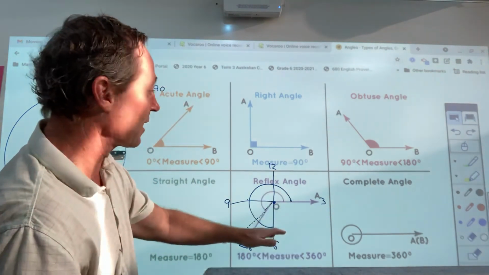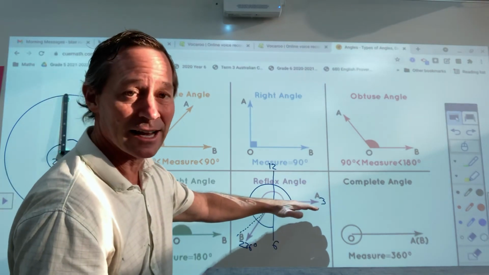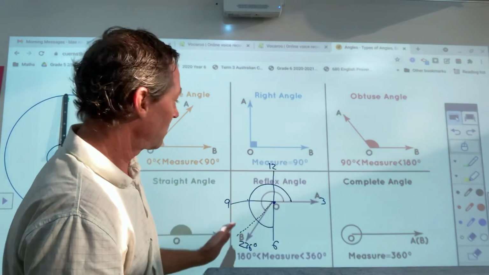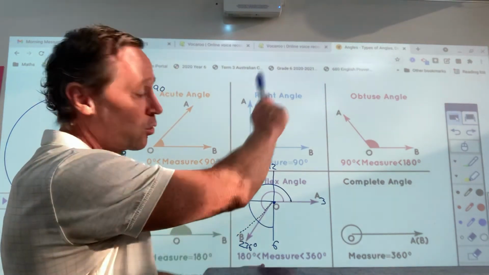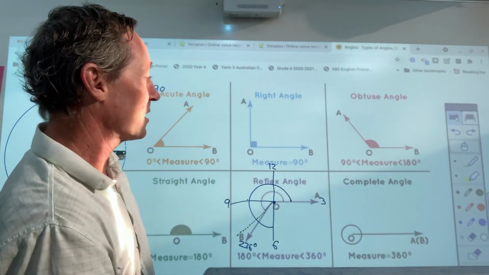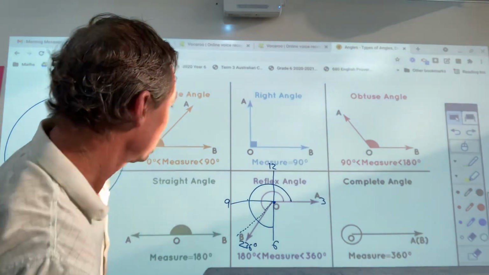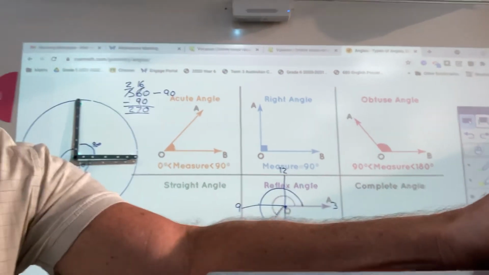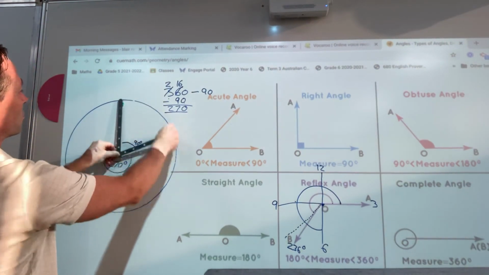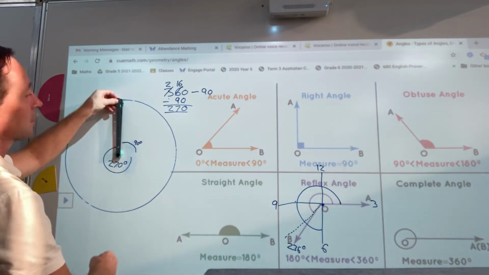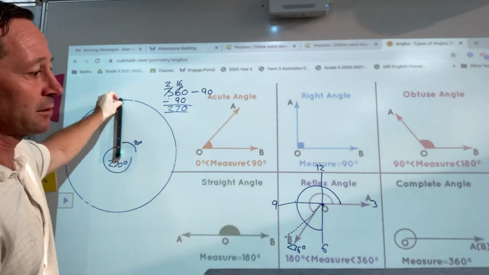So reflex angle is when it's greater than 180 degrees, but less than 360 degrees. So it hasn't done a full, complete rotation. And if it did a full rotation, from here all the way around, it's 360 degrees. Okay?